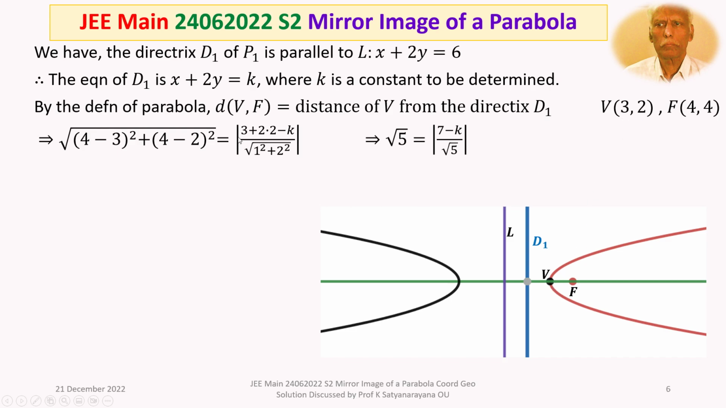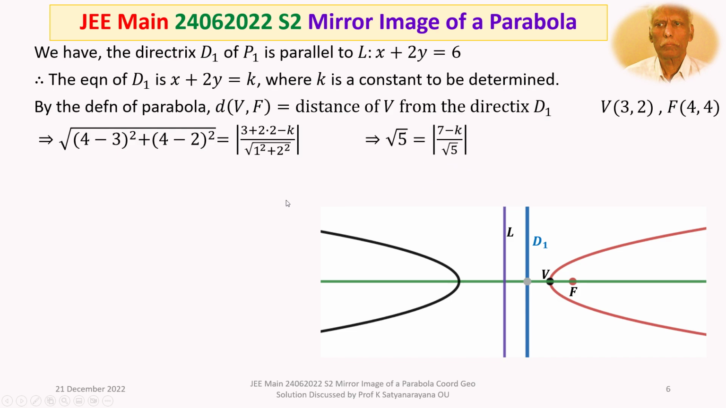So that will be modulus of x, that is 3, plus 2 into 2, minus k, by under the square root of the square of the coefficient of x, that is 1 square, plus the square of the coefficient of y, that is 2 square. So this is the perpendicular distance. When simplified, the denominator will be root 5, and the numerator will be modulus of 7 minus k, by root 5.